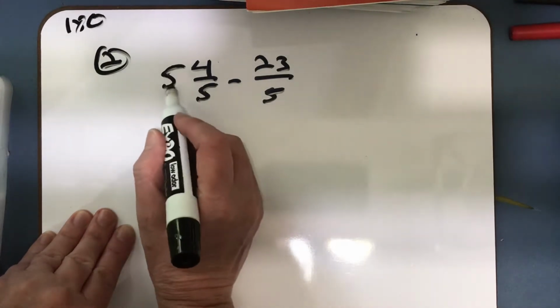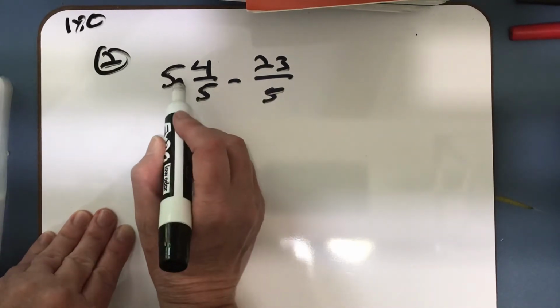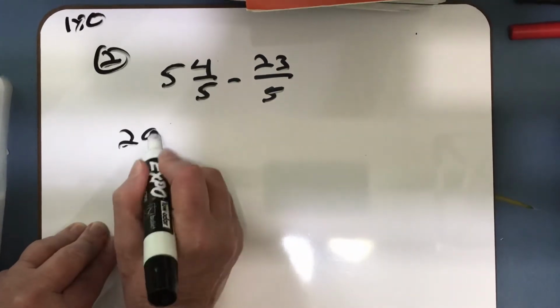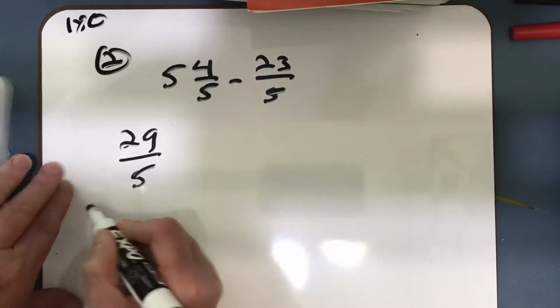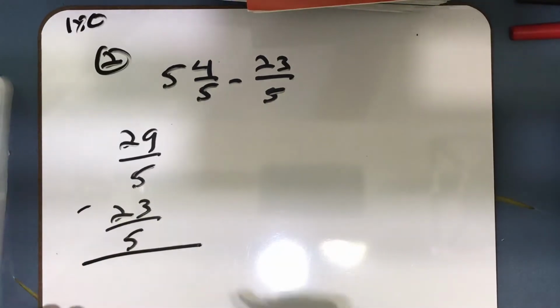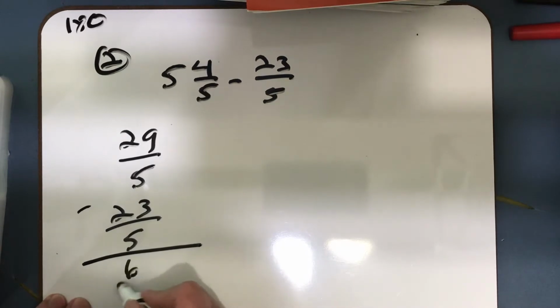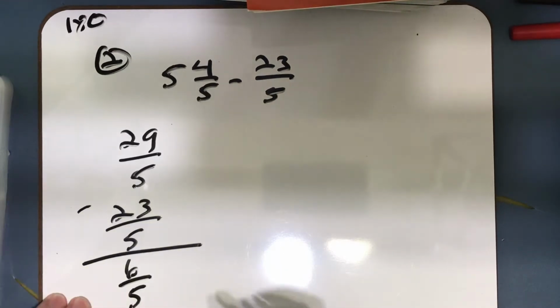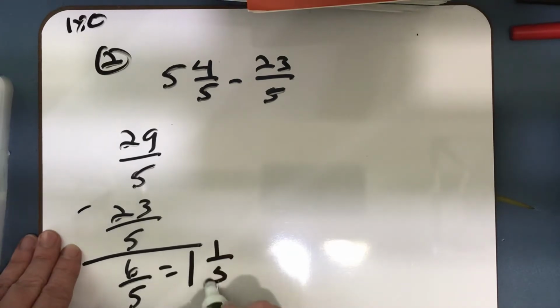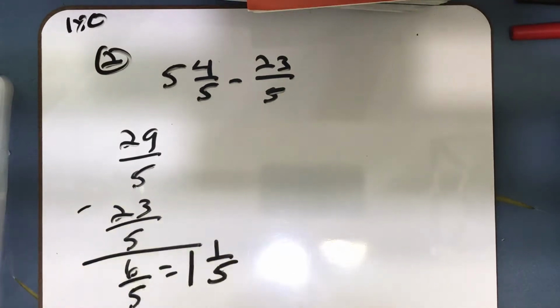So 5 4/5 is an improper fraction. It's 5 times 5 is 25, plus 4 is 29. So 29/5 minus 23/5. Okay, if I subtract that, I get 6/5 because my denominators are the same. Okay, and then I change that to a mixed number. It's 1 1/5. So he has 1 1/5 feet of rope left.